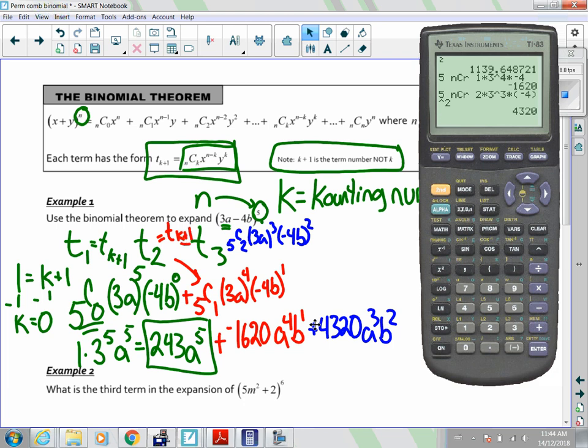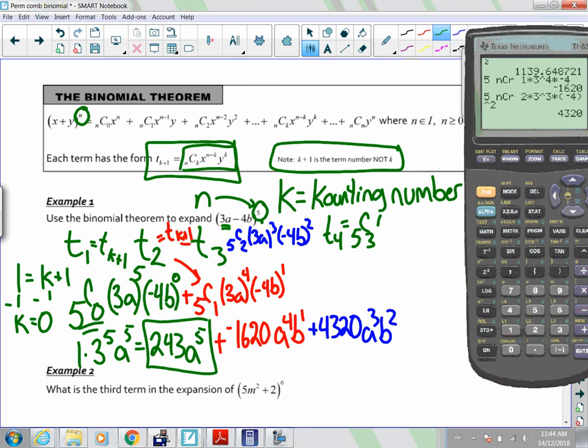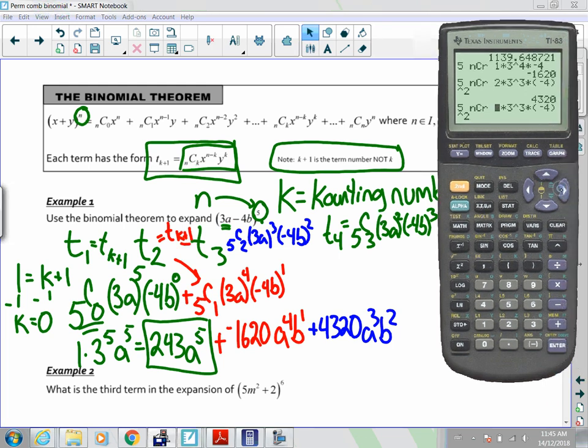We've only got a couple more terms to go, so let's keep going. We're halfway there. Woo! So T4 is going to be 5C3 now. My k value, k plus 1 is 4, then k is 3, times 3a squared, negative 4b cubed. Second enter. So I'm just going to change these values here, 5C3 to 3, negative 5760.